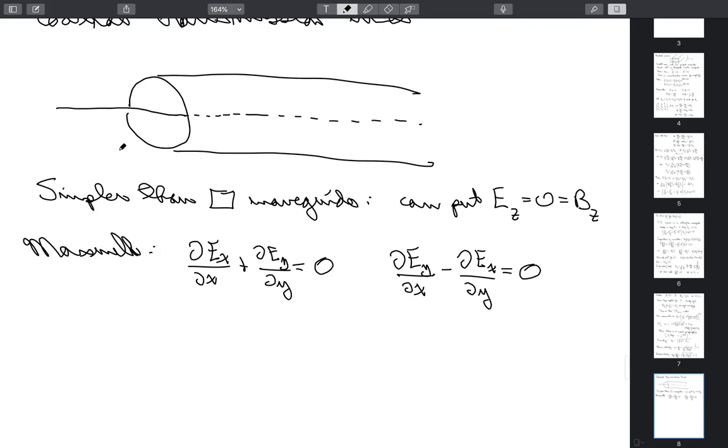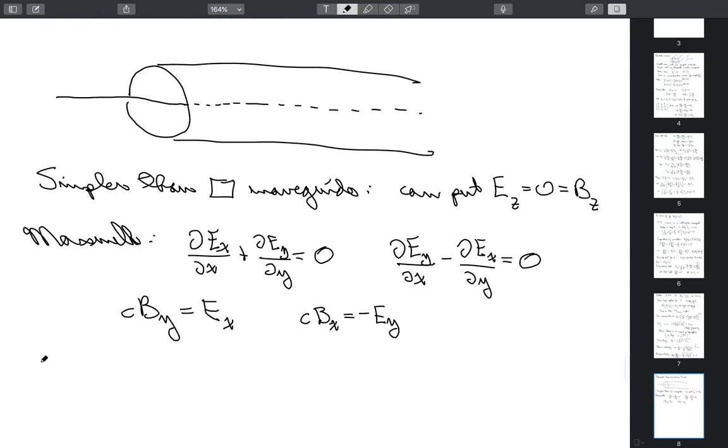Okay, and if you look just with a z dependence here, then again the inhomogeneous Maxwell would give you that c times By is equal to Ex. And the same thing with the other component, telling you c Bx is equal to minus Ey. And the solution for this is something you've seen before, because it's really just the equations for electrostatics in the absence of matter in a cylindrical geometry.